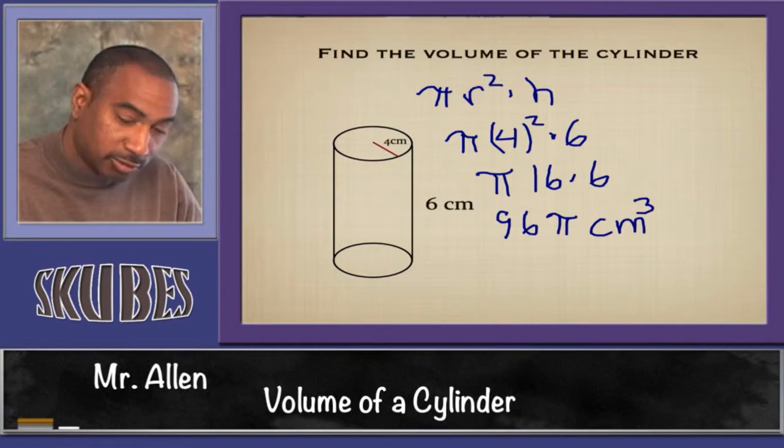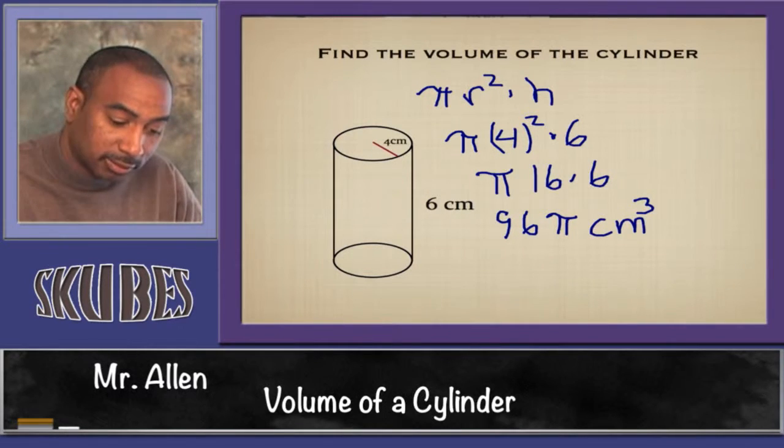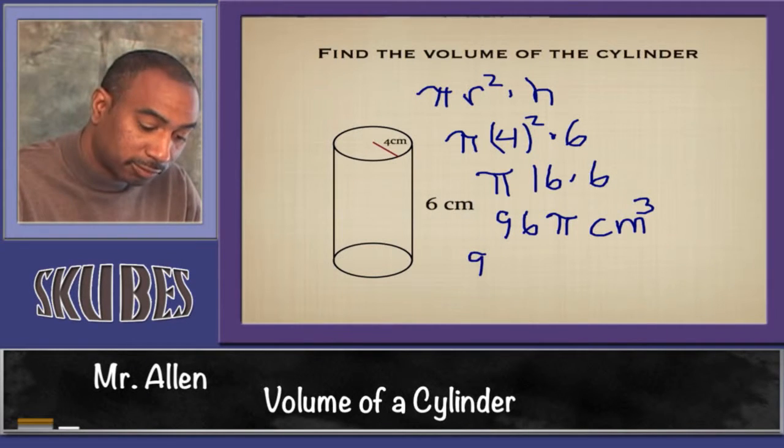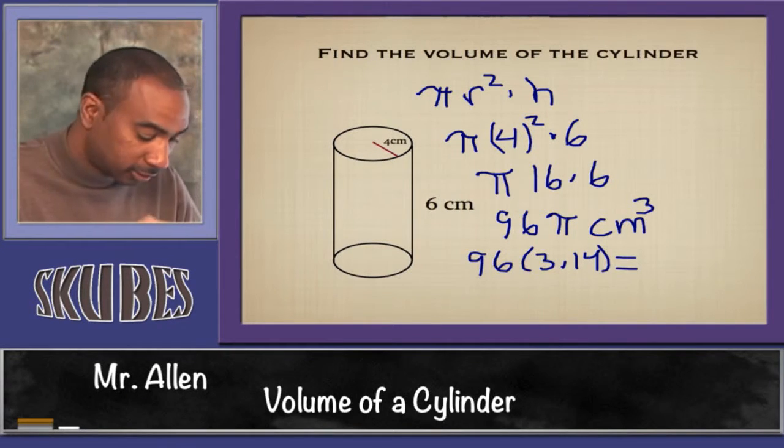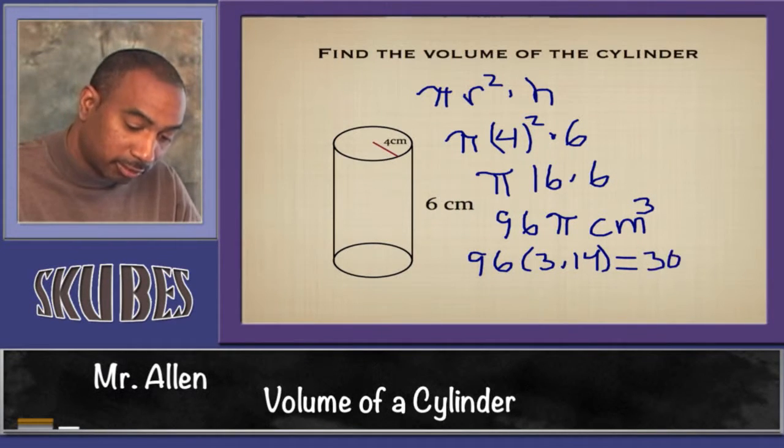Sometimes they ask for an approximation of the volume, and you have to use 3.14 for pi. In this case, it would be 301.4 cubic centimeters.